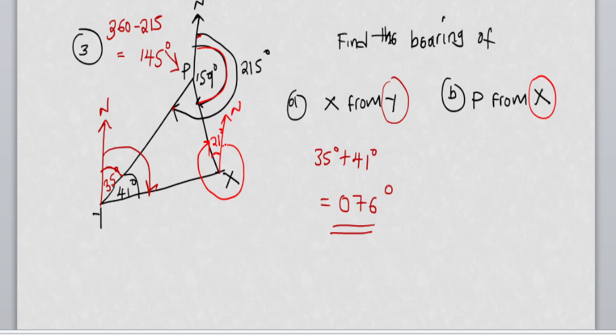To now get this bearing we are looking for, I'll say 360, then subtract 21 degrees. So what is 360 subtract 21? We get 339 degrees. So this is the three-figure bearing that we found. So that is how best we can go about that. Then that is done.